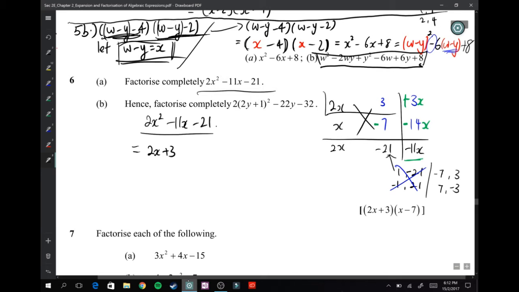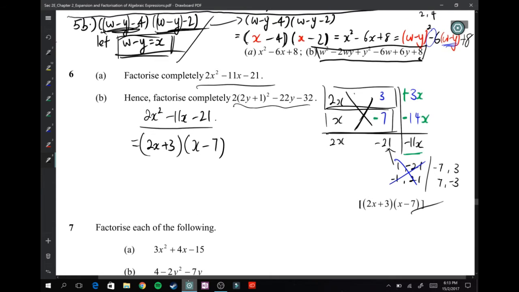Remember, you're going to write your answer like this, but when you cross multiply, you cross it in this manner. Yes, this was brought up by one of our classmates, who made a mistake like that. So 2x plus 3 and x minus 7, and yeah, this is the answer. Hence factorize completely this.